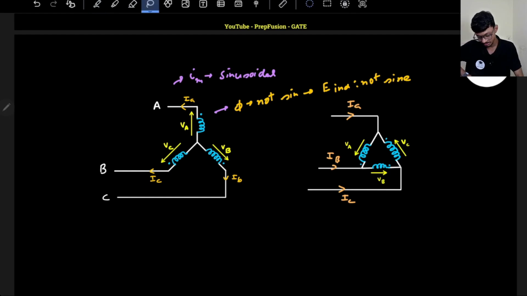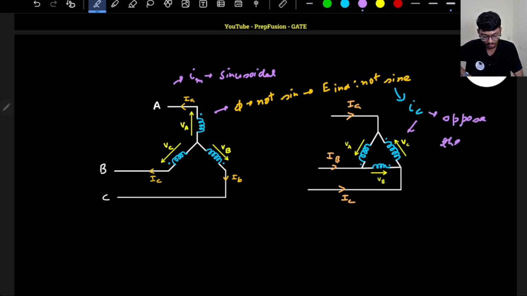If E induced is not sine, that means there will be third harmonic circulating currents in this delta loop. There will be circulating current IC in this delta loop. This circulating current will oppose the third harmonic induced EMF. That means it will try to make the flux phi sinusoidal.